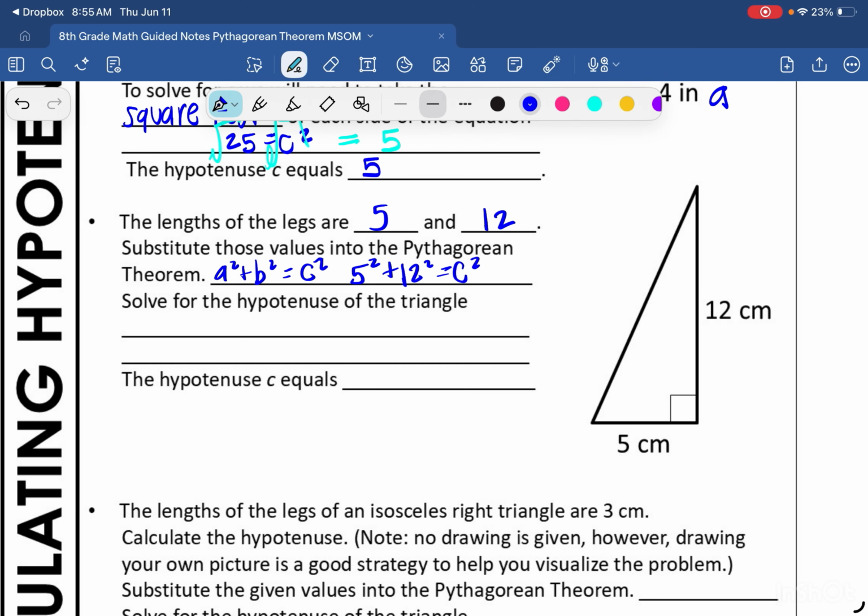So continuing to simplify here, I have 5 squared plus 12 squared equals C squared. 5 squared is 25. 12 squared is 144. 25 plus 144 is 169 equals C squared. I'm going to take the square root of each side. So the square root of 169 equals 13. So the hypotenuse C equals 13.